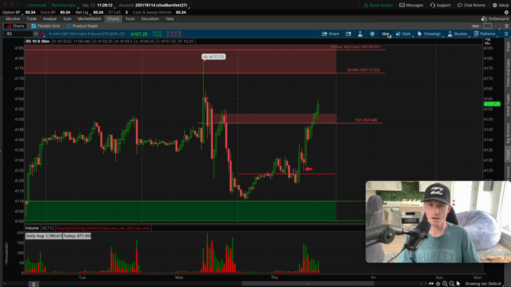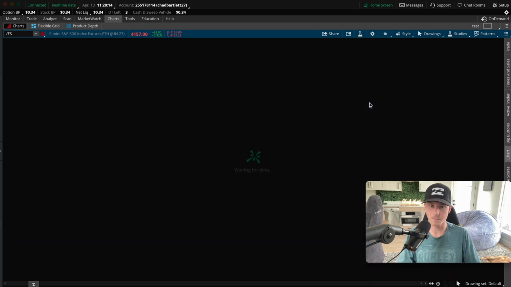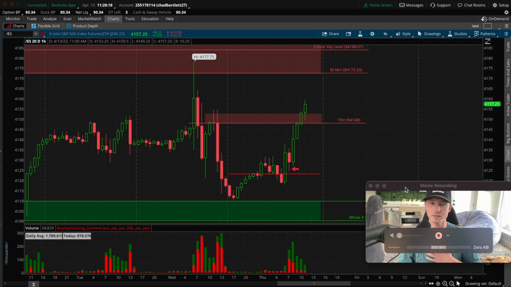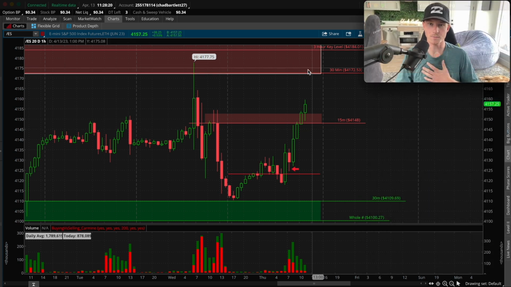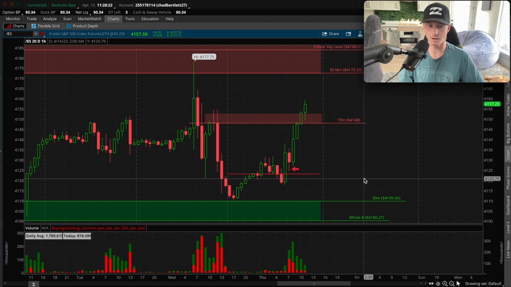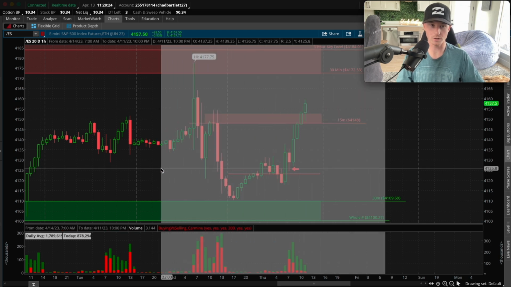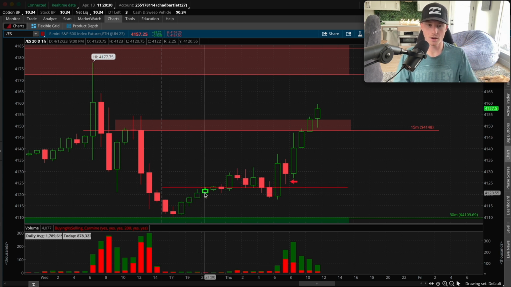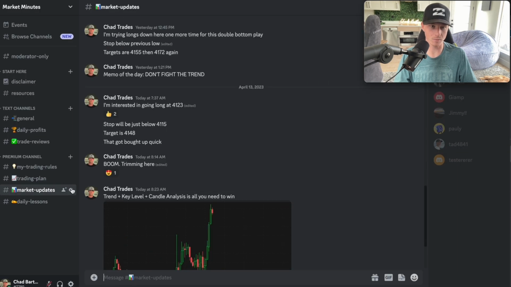41.24 area, or 41.23, right, where I actually took my entry, is again, I only want to enter at key levels, okay? So this is where, once I determine I'm only going to go long today, I need to figure out where I'm actually going to go long. So I determined it was this area right here. This is why I alerted this inside my Discord, right?